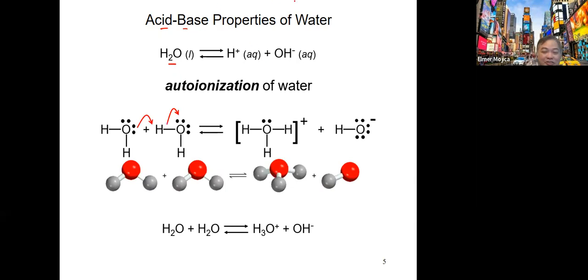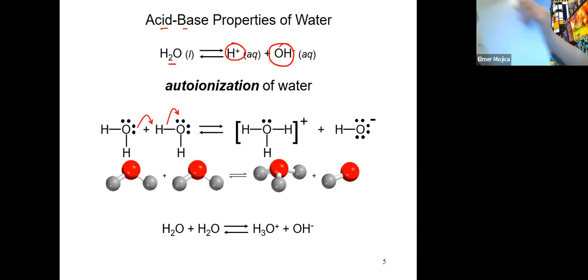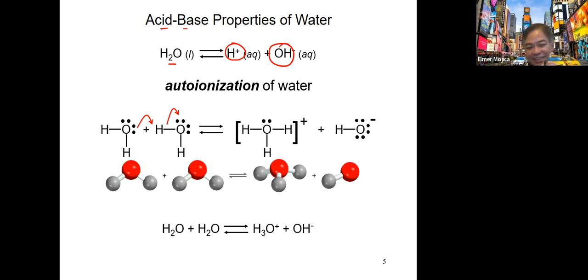Or the water can just auto-ionize to produce an acid and a base, H plus and OH minus. So that's what makes water unique. Okay? Now, if we're going to write this here, this water will act as an acid and the OH minus is the conjugate base. The other water will act as a base and its conjugate acid is H3O plus.